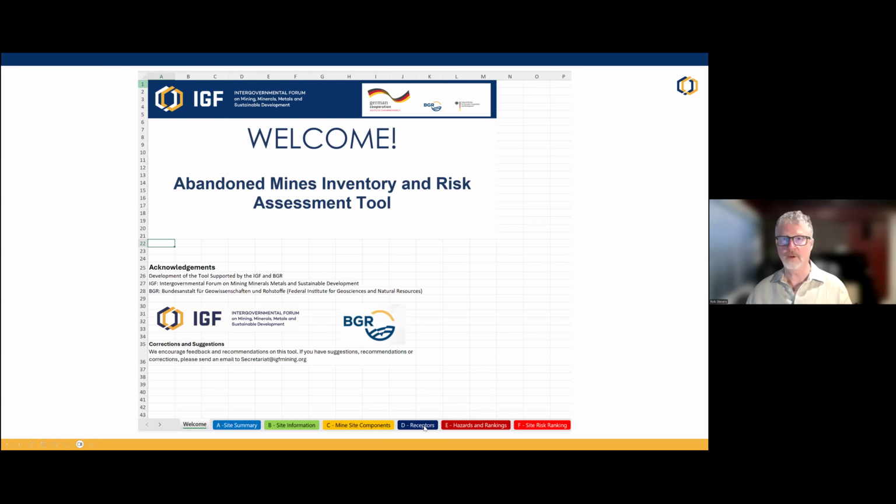those people, wildlife, businesses, etc., that could be impacted by hazards, identifying hazards at the site, and then doing that risk ranking. So you sort of sequentially go along each of those tabs, filling in information and doing that risk assessment.